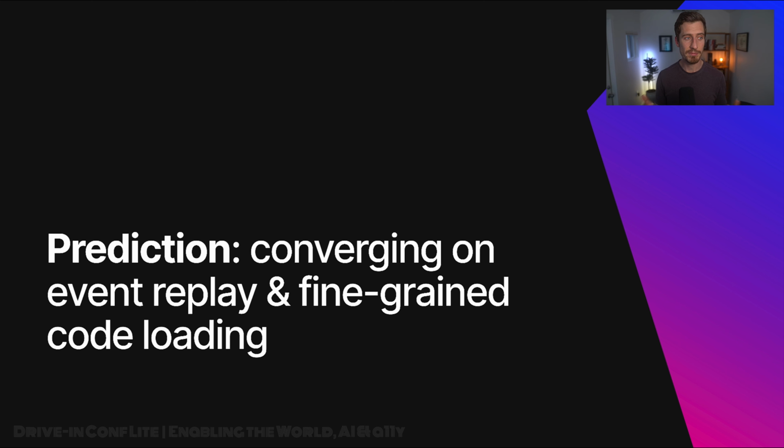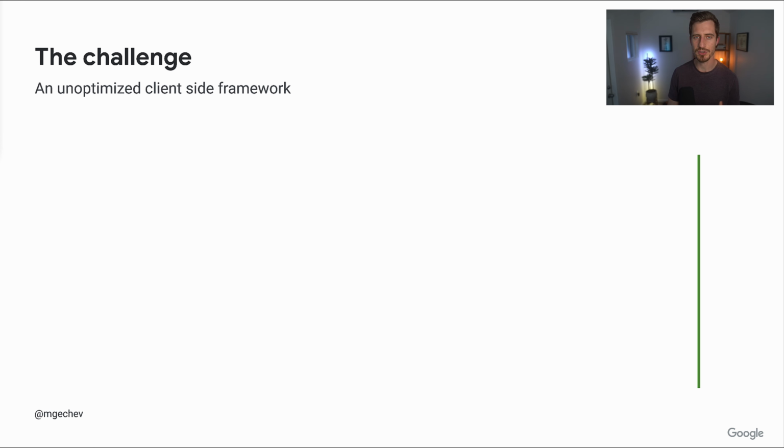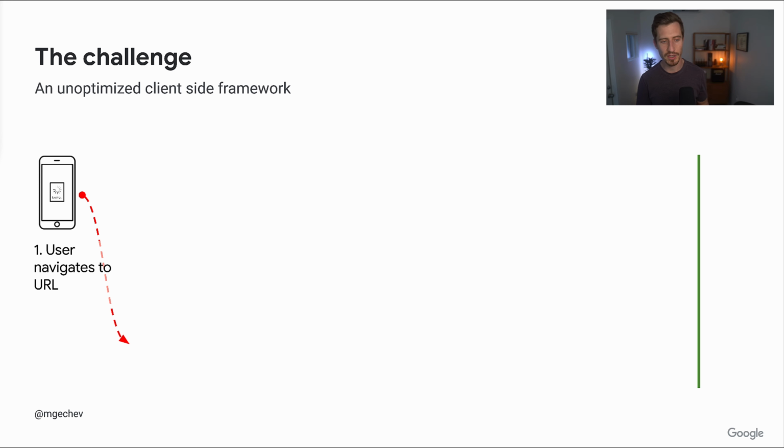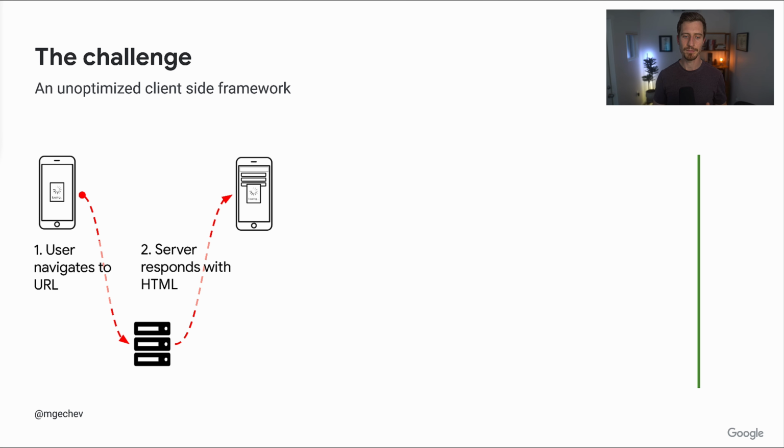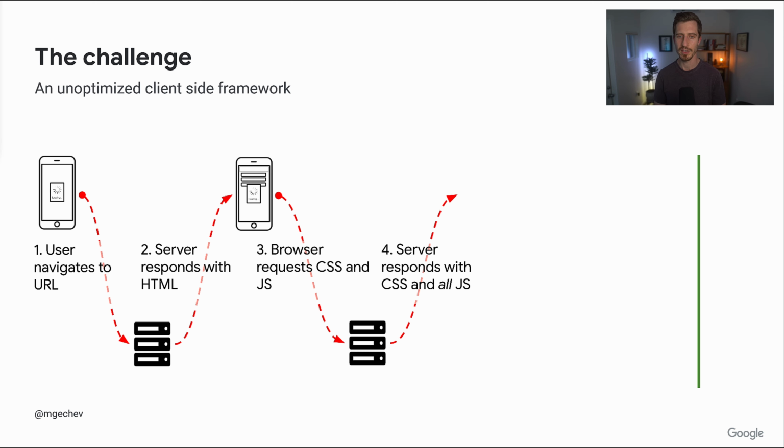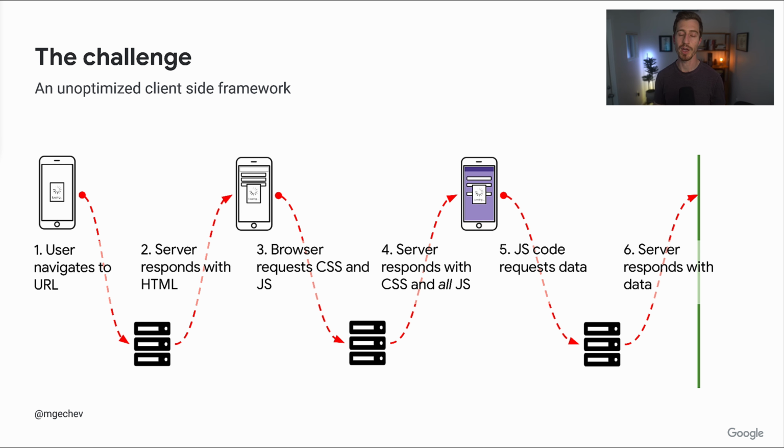Now, I would like to finish this talk with a prediction about another thing that frameworks will be converging on in the future. And in my opinion, this is event replay and fine-grained code loading. Now, in a traditional application, which is not optimized, using client-side rendering only, the user is going to navigate to a URL. The server is going to respond with some HTML. There is going to be some reference CSS and JavaScript that the browser will have to download from the server. From there, we have to execute the JavaScript, and we're going to fetch some data, and finally we're going to render something onto the screen.